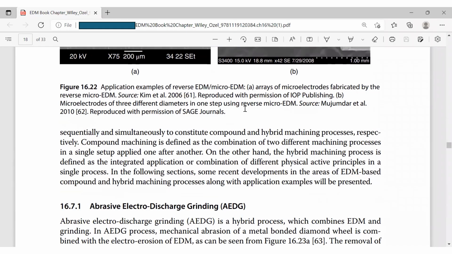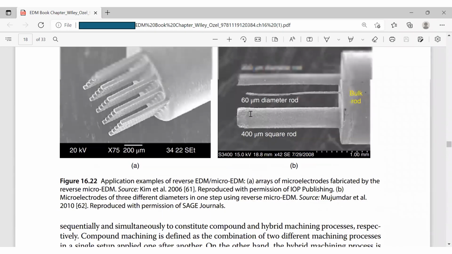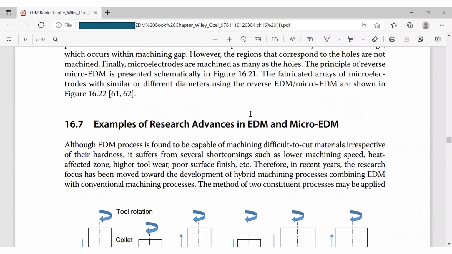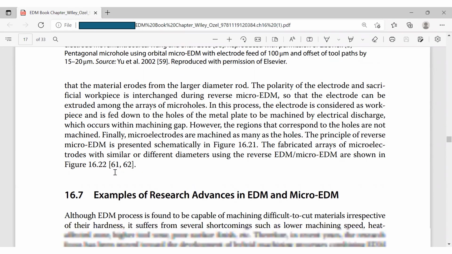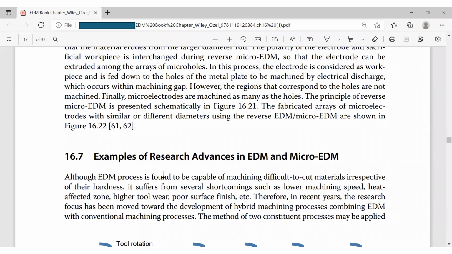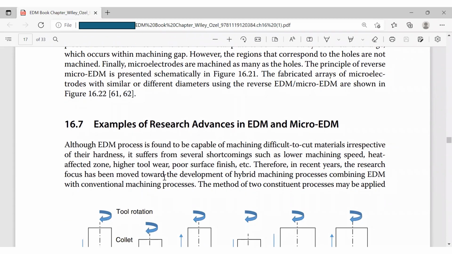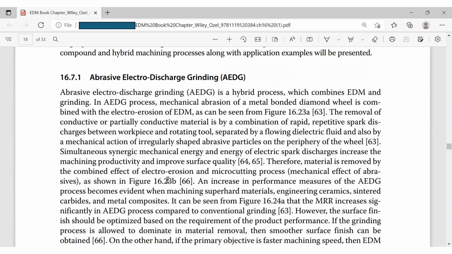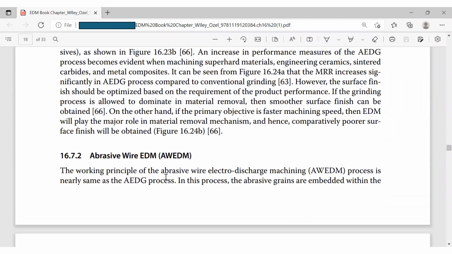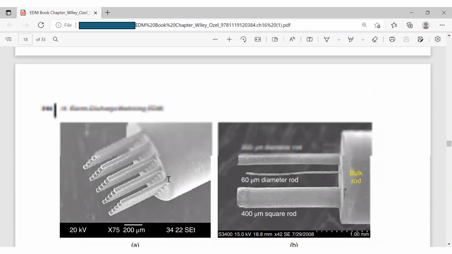So we totally have 8. These are the different categories of EDM, and you should know that. Okay? And then we talk about the examples of research advances in EDM, and we have 5 minutes, so we'll do as much as we can.